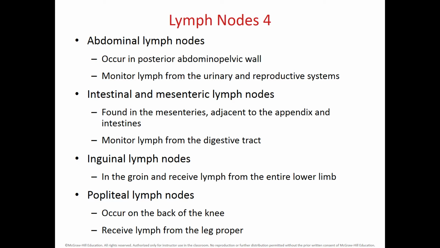That's why I told you one difference between the abdominal lymph nodes and the inguinal lymph nodes when it comes to monitoring the lymph from the reproductive system. If someone has an infection in the reproductive system, the external genitalia, in males the penis, in females the vagina, these inguinal lymph nodes will get swollen, but not the abdominal lymph nodes, if that makes sense.